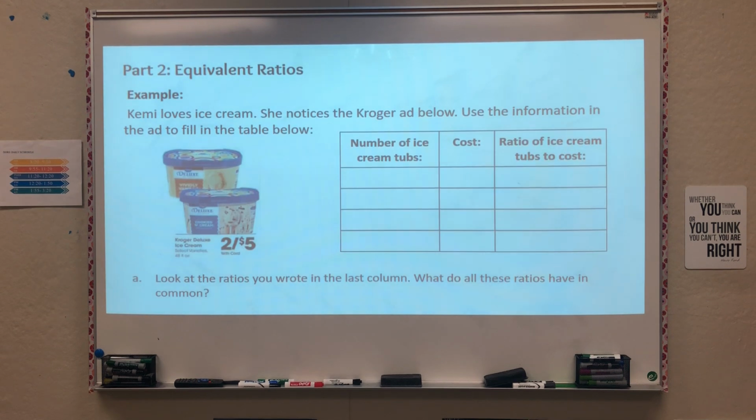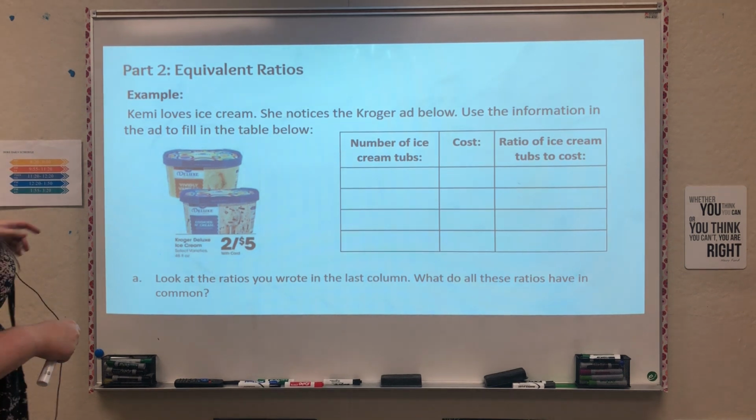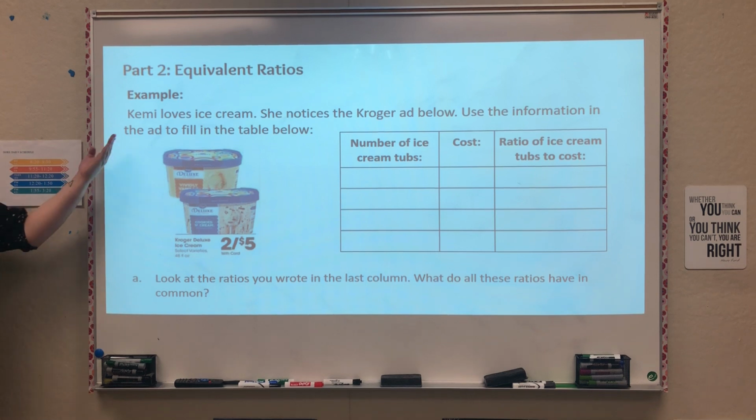The second part of this is going to get into equivalent ratios. And at the beginning of this lesson, you told me equivalent means equal. Yep. So right away, we've got an idea. It's talking about equal ratios. I've got another food example. In this one, Kimmy loves ice cream. She notices the Kroger ad below. Use the information in the ad to fill in the table. So in this ad here, I see a ratio. What is the ratio?